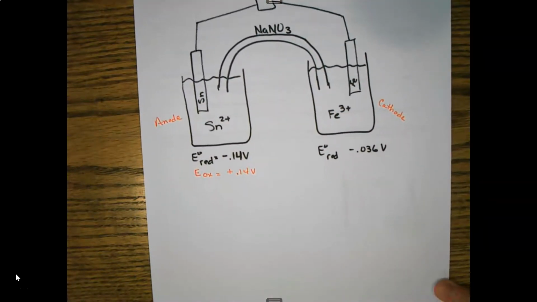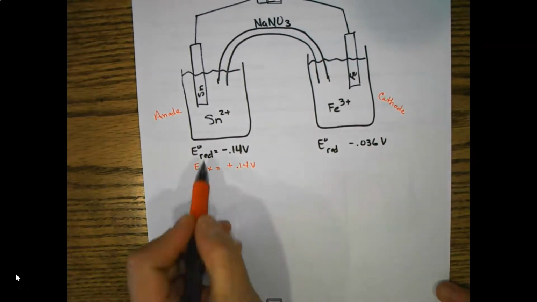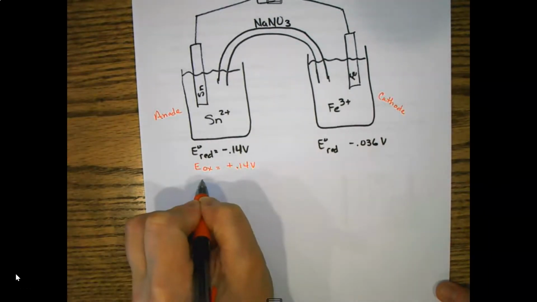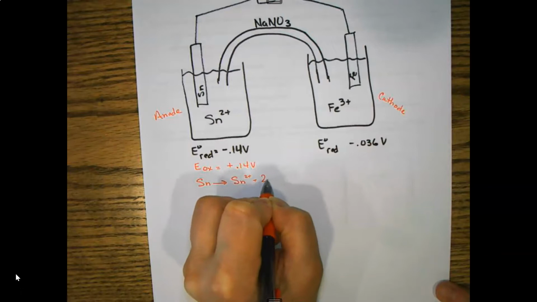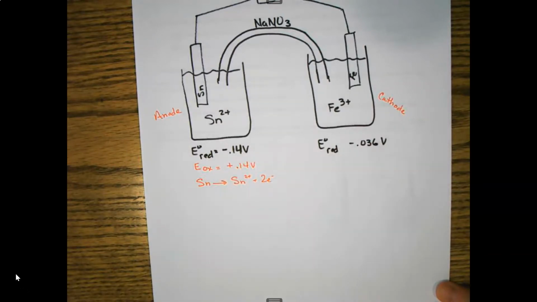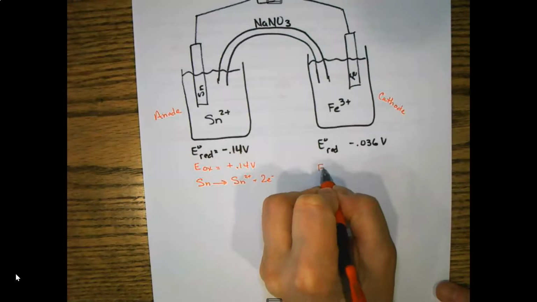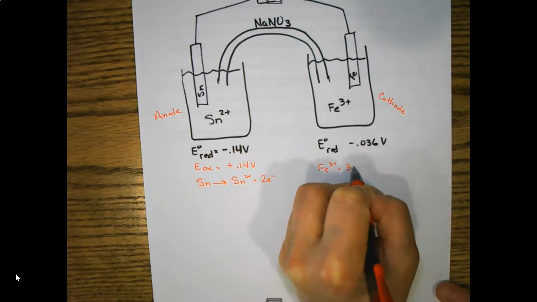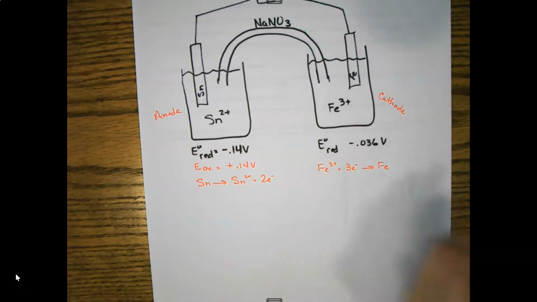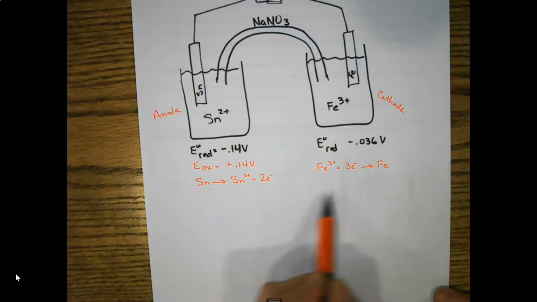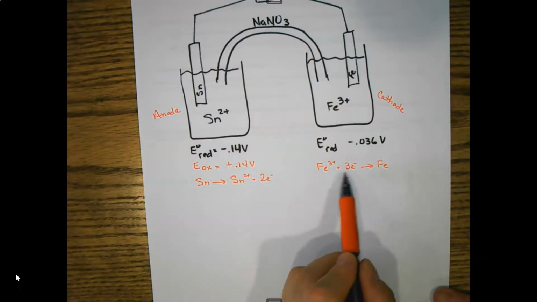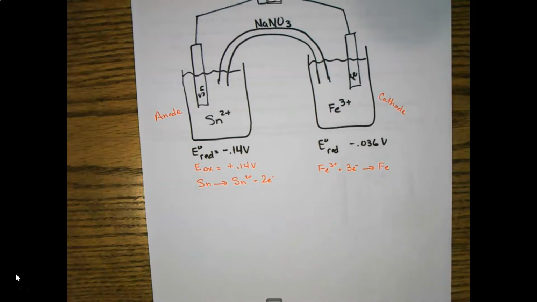So let's write the half reactions so that we can see what's happening. Since oxidation is happening, tin is going to be losing electrons to become tin 2+. But on this side, iron ions are going to be gaining electrons to become iron neutral. Now, if we were to write the full reaction, we obviously would need to make sure that we balance the electrons. So I'm going to have coefficients in front of these guys when I put the whole cell reaction together. But for the time being, we don't really need that.